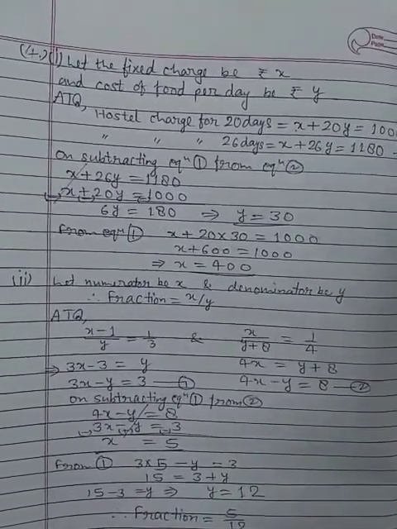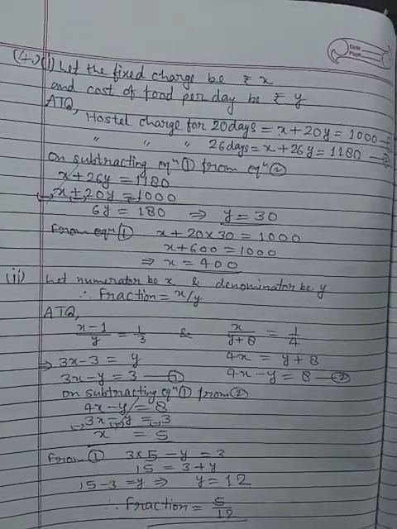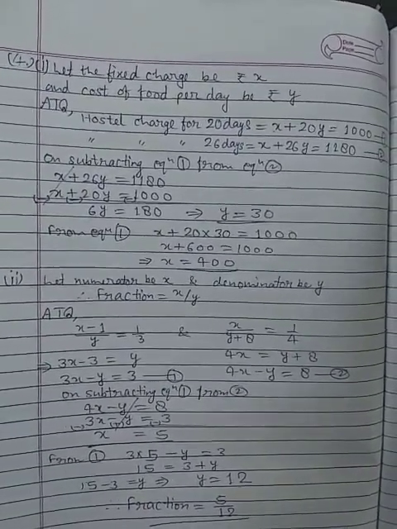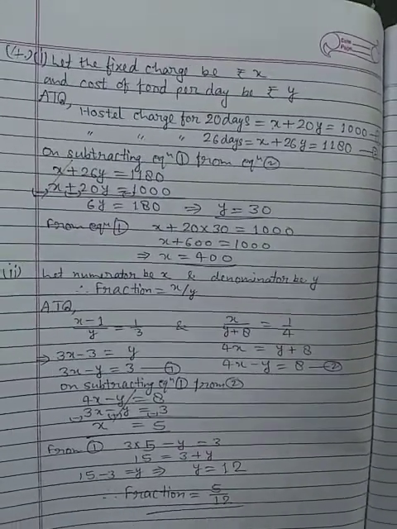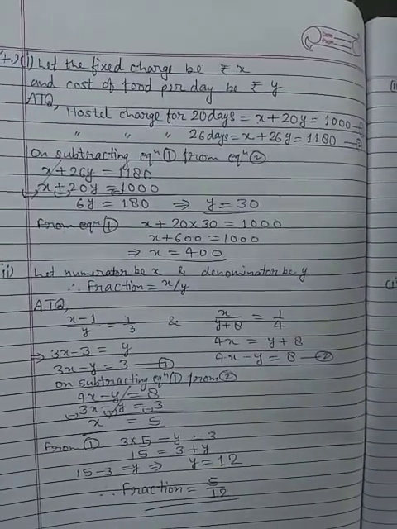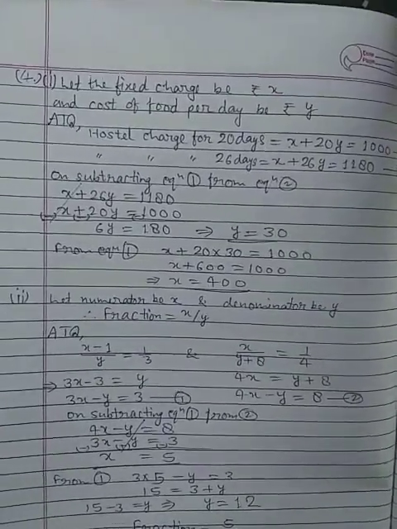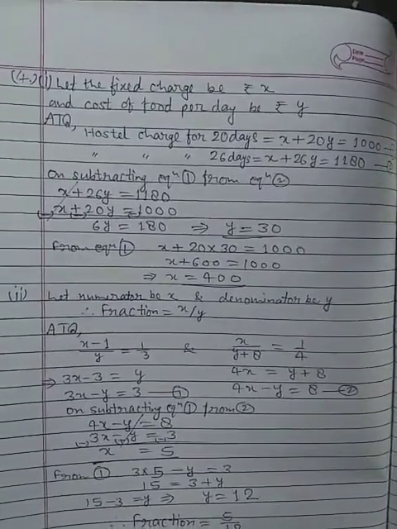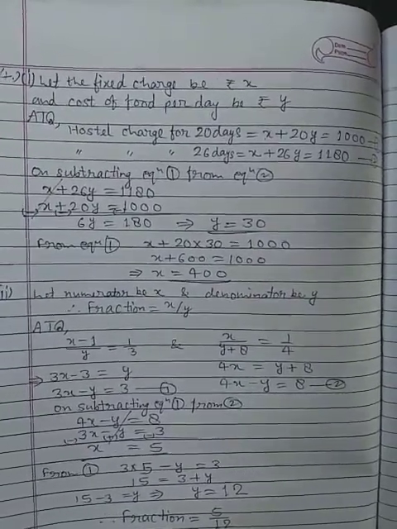A part of monthly hostel charges is fixed and the remaining depends on the number of days one has taken food in the mess. When a student A takes food for 20 days, she has to pay 1000 rupees as hostel charges, whereas a student B who takes food for 26 days pays rupees 1180 as hostel charges. Find the fixed charge and the cost of food per day.